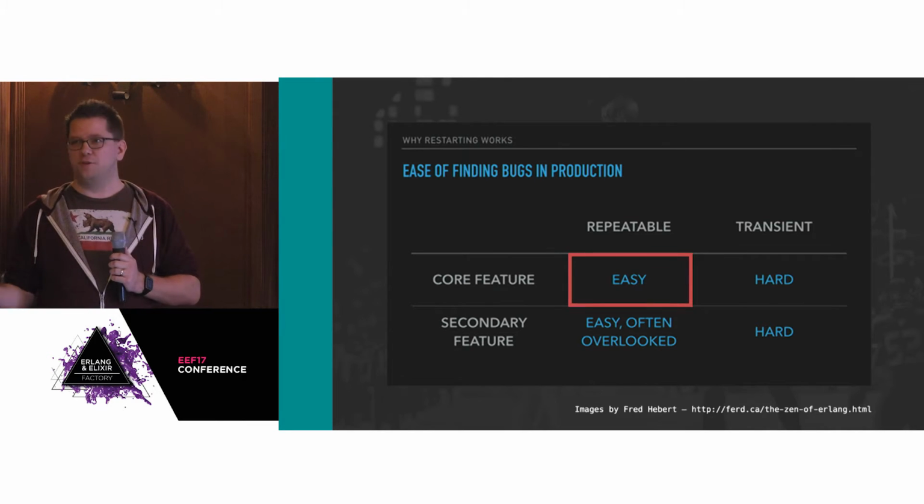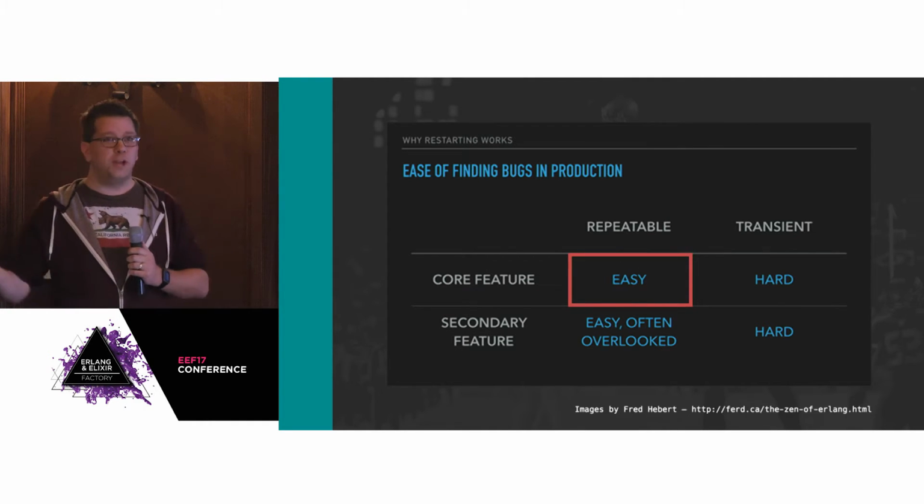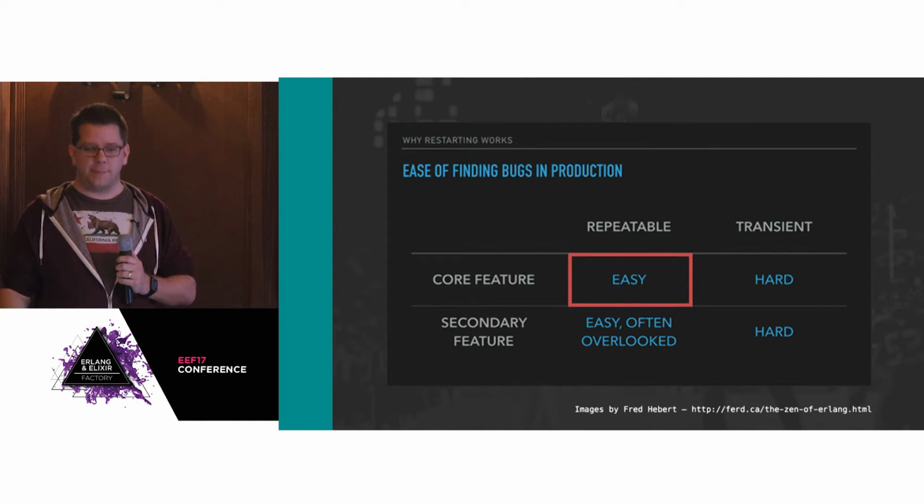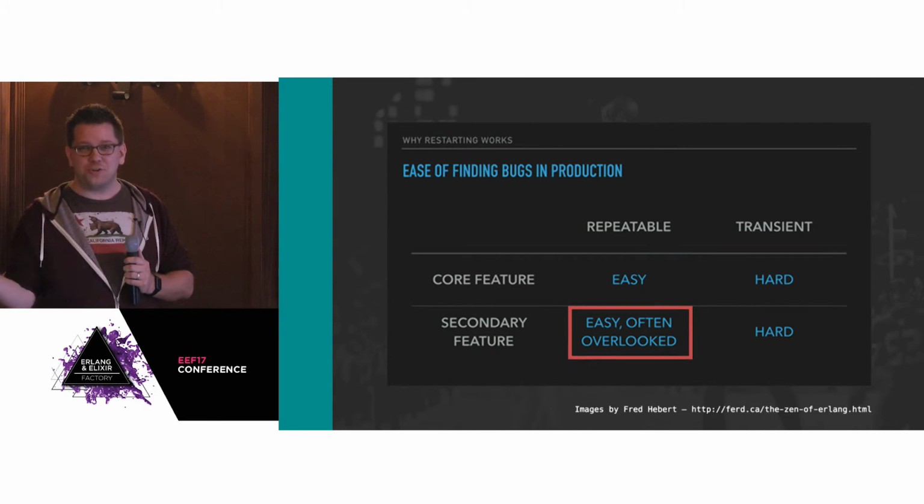So first off, our core feature that's easy to repeat. It's pretty easy to find those bugs. Like, oh, you do this, you do that, and you do this on this main feature of our app, this bug happens. So those are pretty easy to find. Secondary features are also pretty easy to find, but often you overlook them because you're like, oh, I forgot our app even did that. That's a feature we made 2 years ago, and we forgot users actually use it. So sometimes those are the ones that you can overlook.